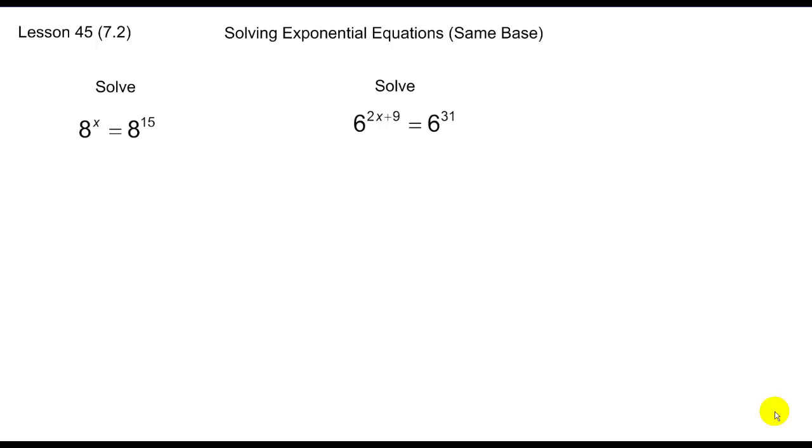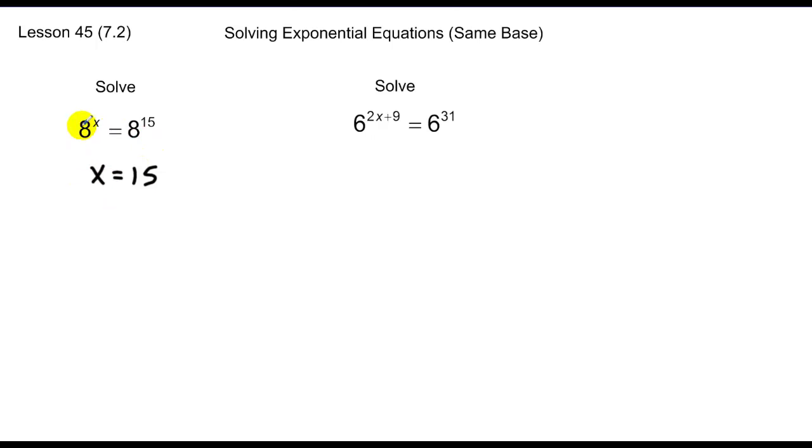Alright, so we've simplified expressions with exponents having the same bases. And today we're going to solve exponential equations using the concept of bases that are the same. So let's look at our first example. We notice in this case that we have 8 to the x is equal to 8 to the 15th. Now, pretty obvious that if that's the case, then x has to equal 15.